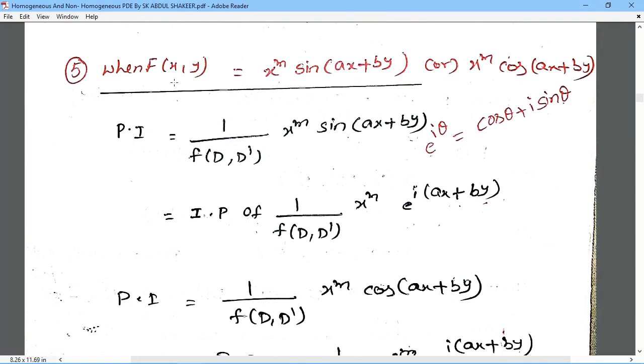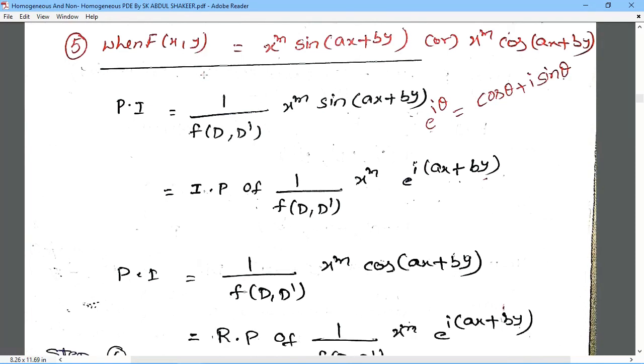Last case, that is, the right hand side of the equation contains a term like the product of a polynomial in x, that is x power m into sin of ax plus by, or x power m into cos of ax plus by. In this case, first we have to know about the cis function, that is e power i theta is cos theta plus i sin theta, where the real part of e power i theta is cos theta and the imaginary part of e power i theta is sin theta.